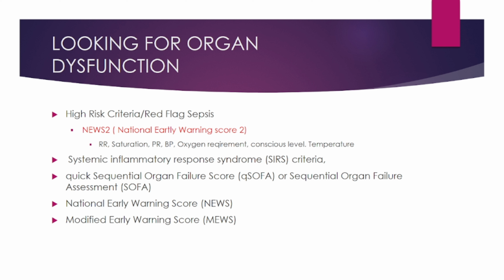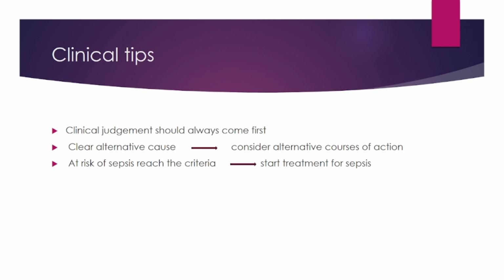There are high-risk criteria. That is the National Early Warning Score 2, which consists of respiratory rate, saturation, pulse rate, blood pressure. I think Dr. Anurudh Aryans will talk about it later. And you can use the systemic inflammatory criteria, SOFA, National Early Warning Score, and Modified Early Warning Score to identify whether the patient has organ dysfunction or not. An important clinical tip is that clinical judgment should always come first.